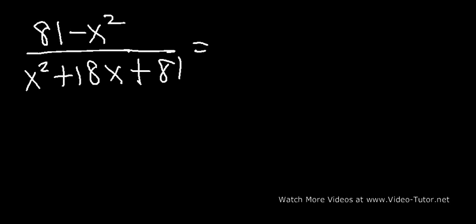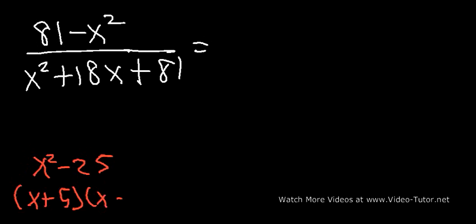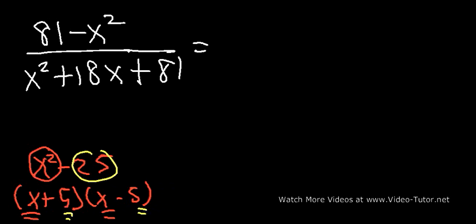So how can we factor 81 minus x squared? Well, let's say if you want to factor x squared minus 25. This is the difference of perfect squares. It's going to be x plus 5, x minus 5. So basically, you take the square root of x squared and you get x. Then you take the square root of 25, you get 5. And on one side you have a plus, the other side you have a minus.